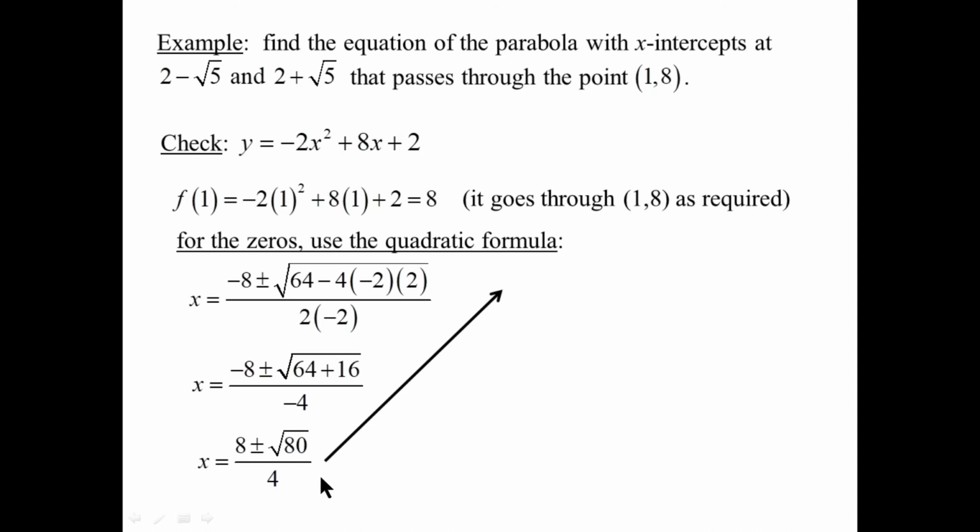Now, in this very unit of math, we have reduced these radicals. Root 80 is root 16 root 5. And root 16 is the number 4. And now we can divide each and every single term in this expression by 4. So this becomes 2 plus or minus root 5 over 1. So 2 plus or minus root 5. And this is what was required. 2 plus or minus root 5 is supposed to be the zeros.